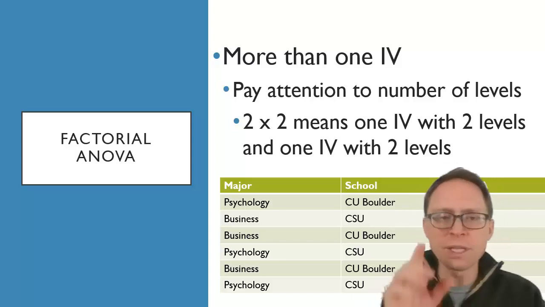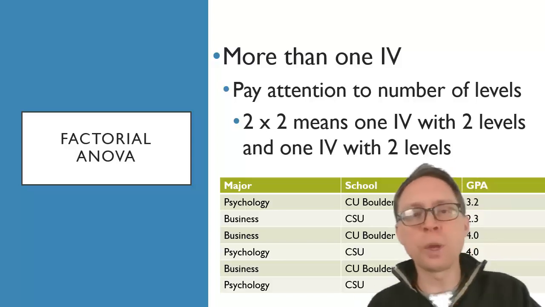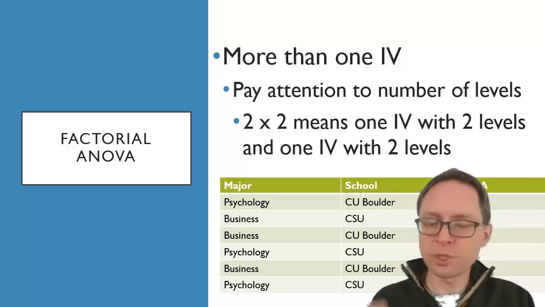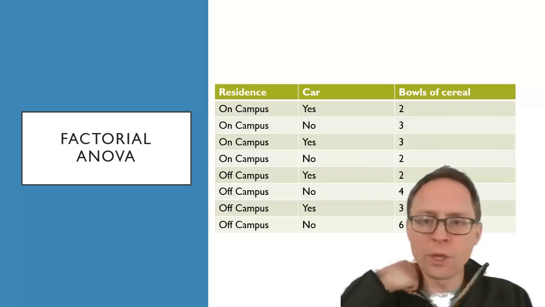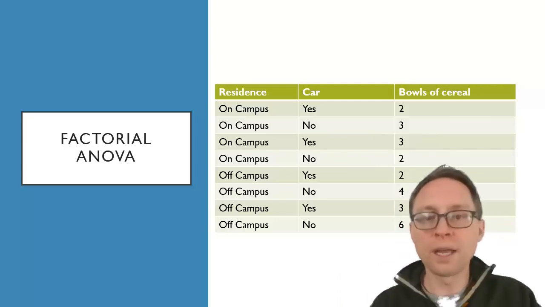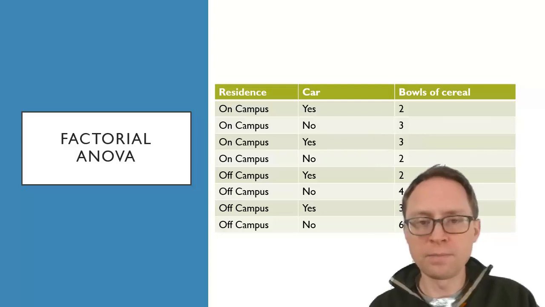And to get a little bit more into this, let's talk about the difference between what's called a main effect and an interaction. So to do this, let's look at some new data. I want you to look at these data right here and tell me what kind of design this is.